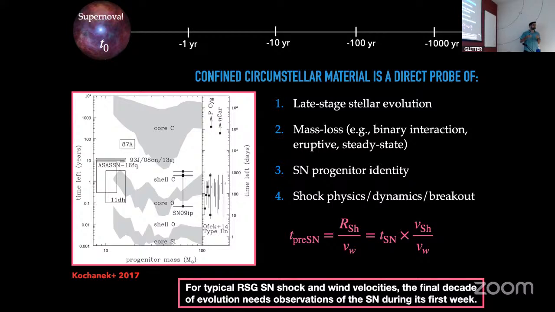And by seeing what the red supergiant explosion, the type 2 supernova, is doing as it expands into space. So the time before explosion that I'm looking back at is just the time of the supernova that I observed, its shock velocity, how fast it's expanding, over the wind velocity, which is the material's velocity from the surface of the star. It's usually about 20 kilometers per second, which is the typical red supergiant wind velocity. So for a typical red supergiant explosion and its wind velocity, I can sample the final decade, the last 10 years of a star's life, by just observing a supernova within the first week.